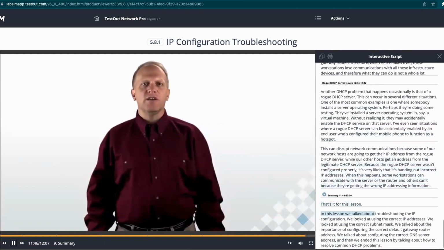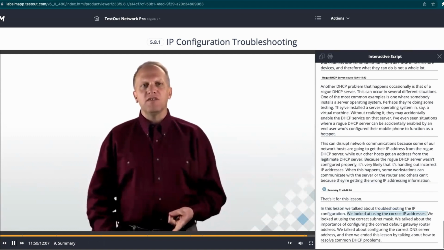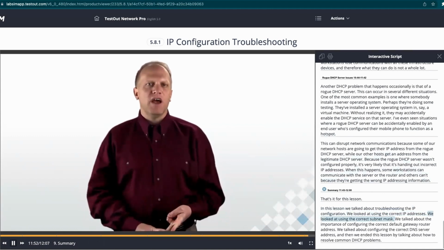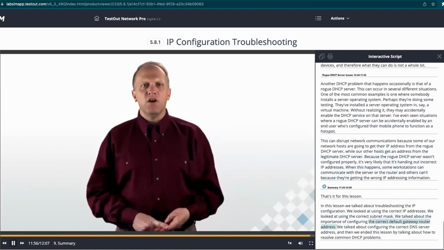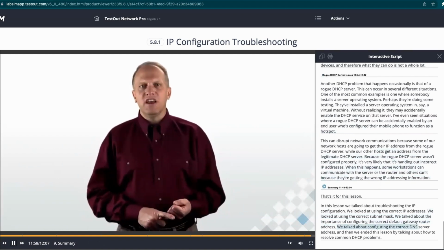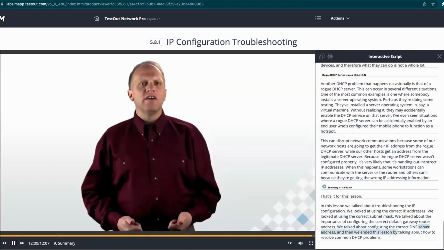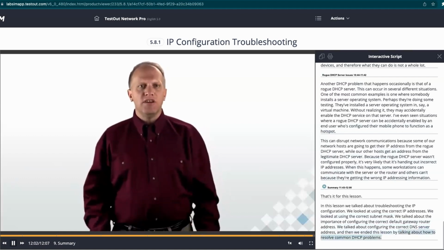That's it for this lesson. In this lesson, we talked about troubleshooting the IP configuration. We looked at using the correct IP addresses. We looked at using the correct subnet mask. We talked about the importance of configuring the correct default gateway router address. We talked about configuring the correct DNS server address. And then we ended this lesson by talking about how to resolve common DHCP problems.